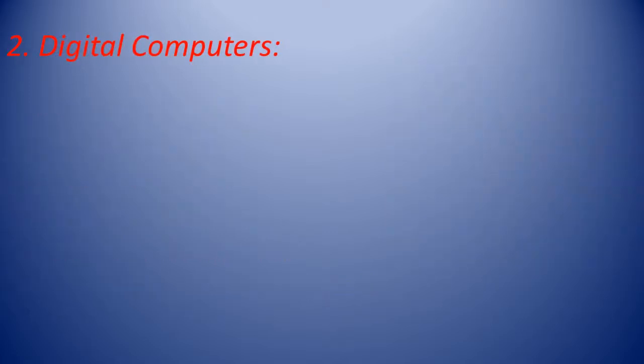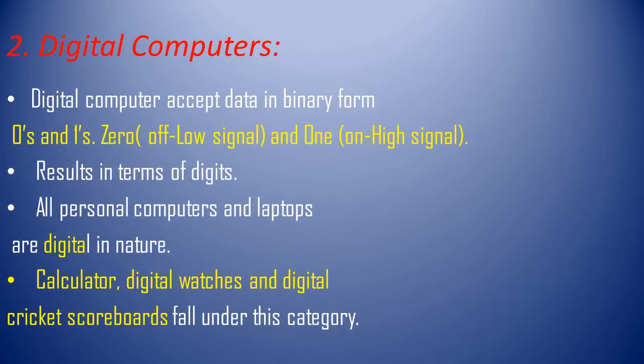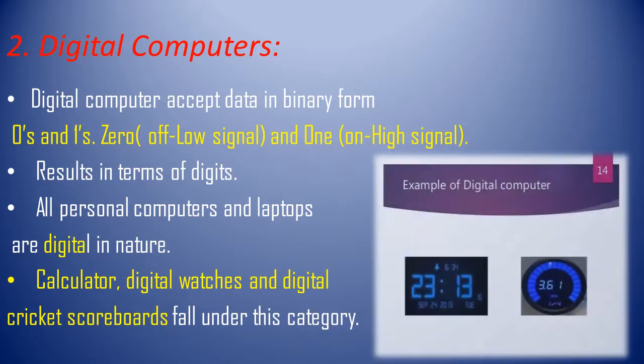Second type is digital computers. Digital computers accept data in binary form, means zeros and ones. 0 means off, low signal, 1 means on, high signal. Result in terms of digits. All personal computers and laptops are digital in nature. Calculator, digital watch and digital cricket scoreboards are examples of digital computers.